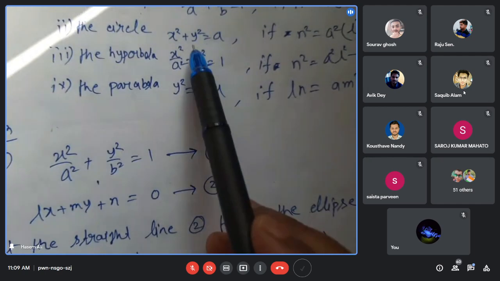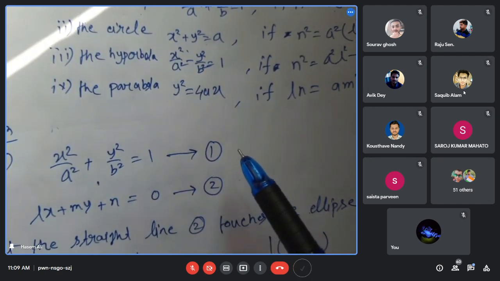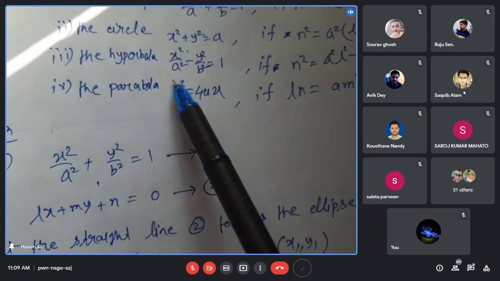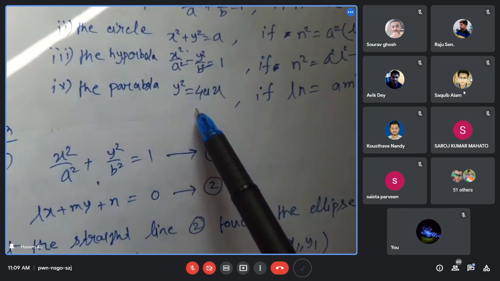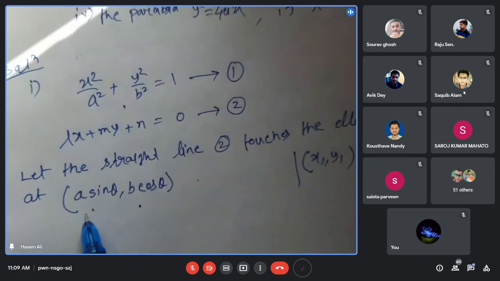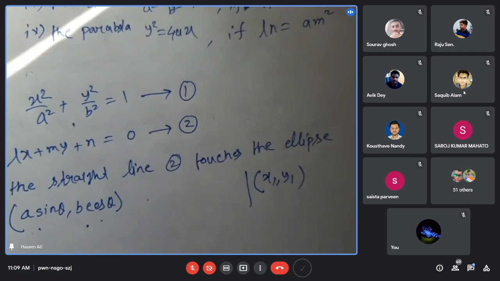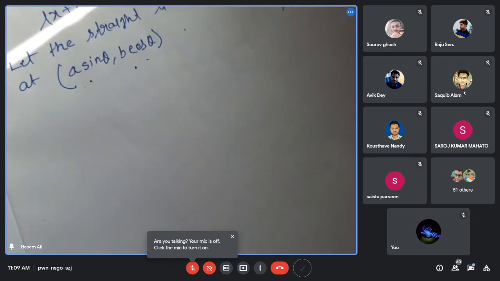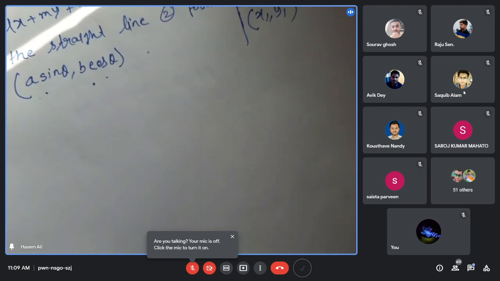Any point on the circle can be in the form (a sin theta, a cos theta). Any point on the hyperbola will be (a sec theta, b tan theta), and any point on the parabola is (at², 2at). So if we take the point (a sin theta, b cos theta), the last step is not needed.